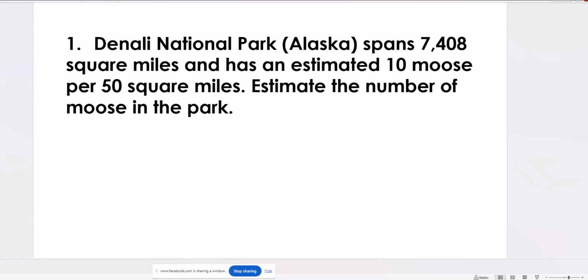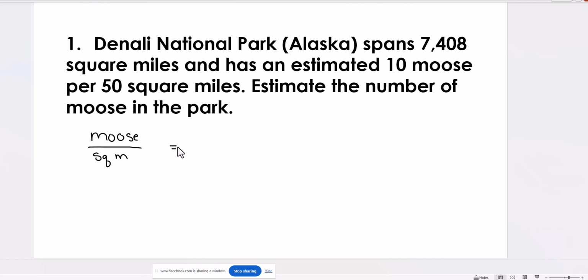Okay, so let's start with the first one. Denali National Park, Alaska, spans 7,408 square miles and has an estimated 10 moose per 50 square miles. Estimate the number of moose in the park. For these, we're going to create a proportion. With a proportion, you want both fractions to be exactly the same. That means if I have moose over square miles, then all of my fractions have to have that.